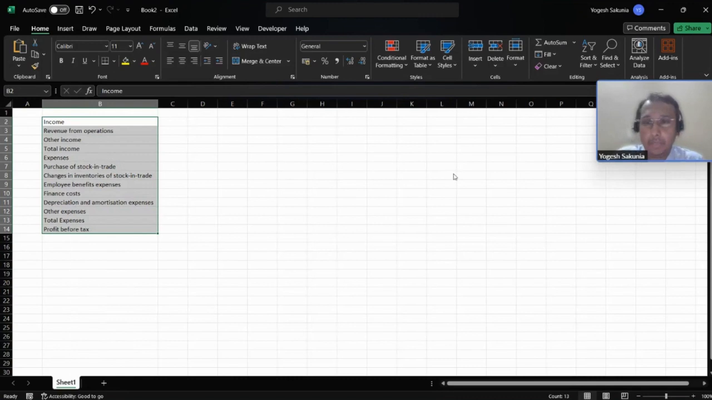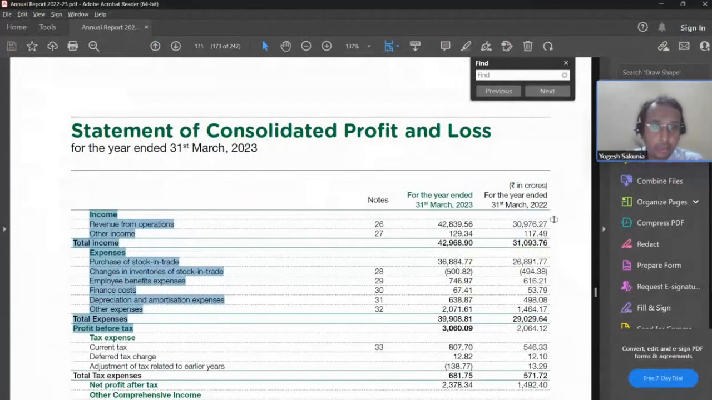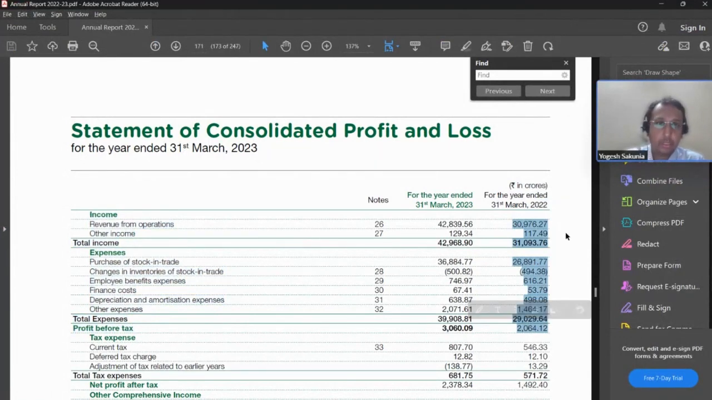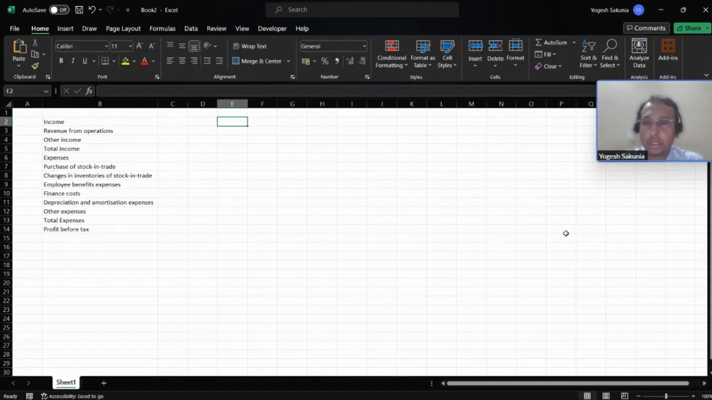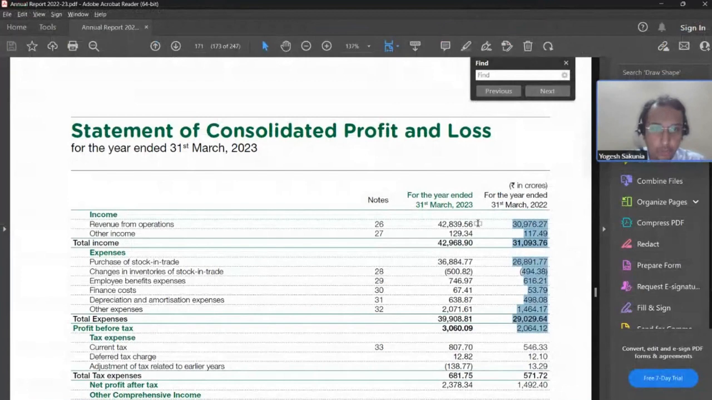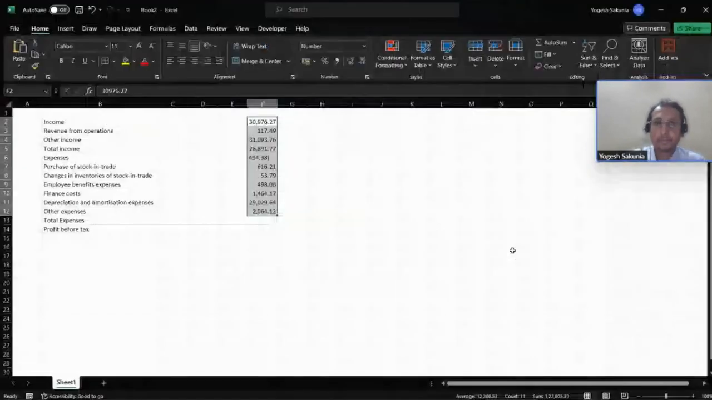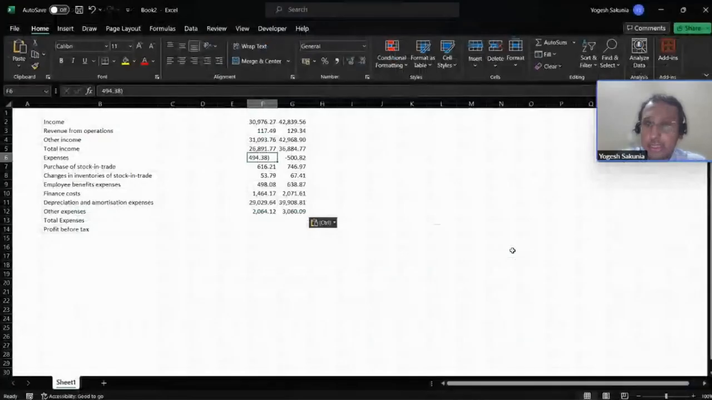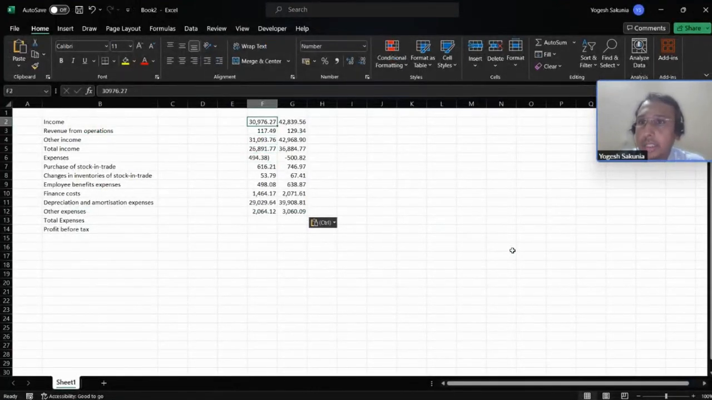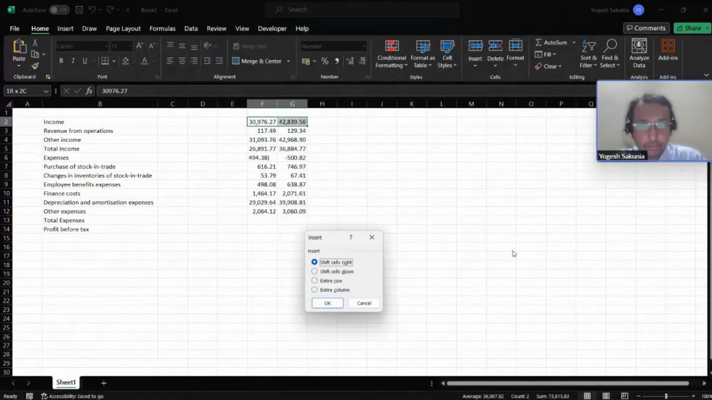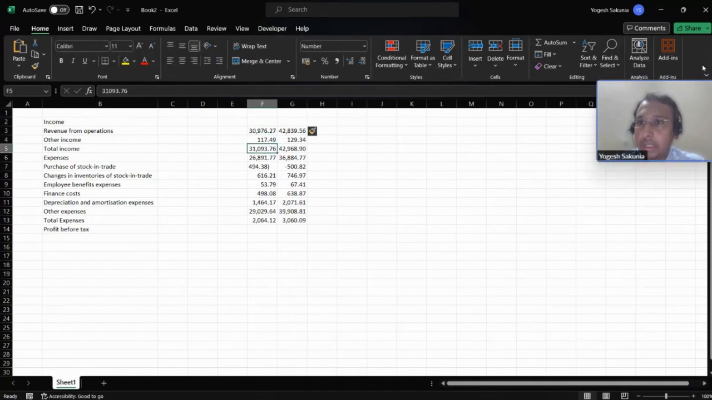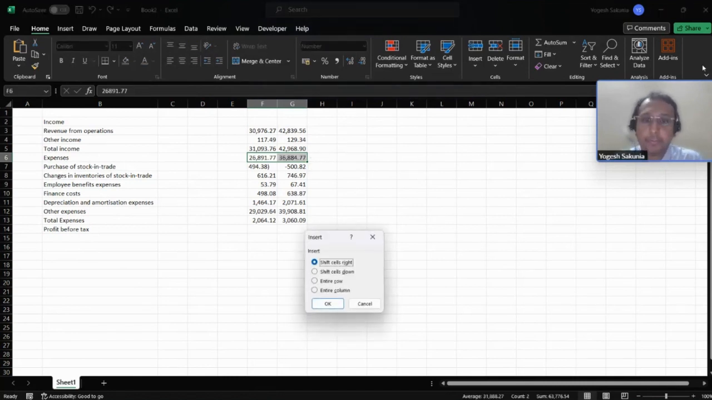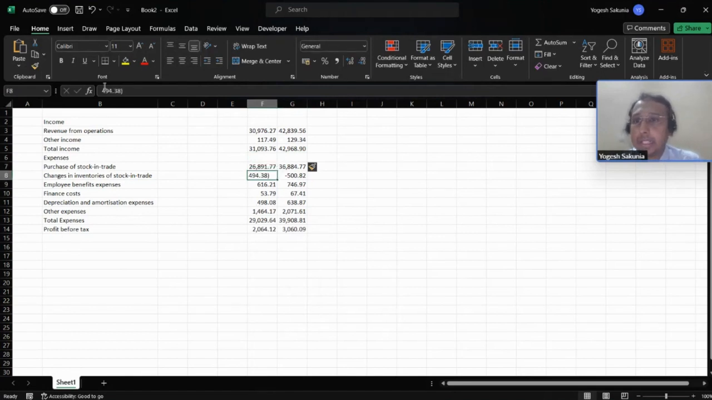Okay. And then we also copy the numbers. This is for FY22. This is for 23. Okay. You still need to make some adjustments. Total income, expenses. Okay. Total income. We go down. And then this is negative.